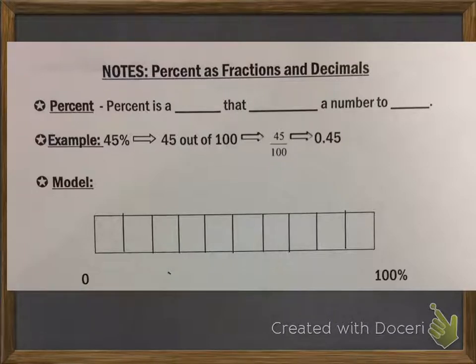Percent is a ratio that compares a number to 100. An example is we have 45%. 45% also means 45 out of 100, which can be written as a fraction, 45 over 100, which also can be written as a decimal, 45 hundredths.